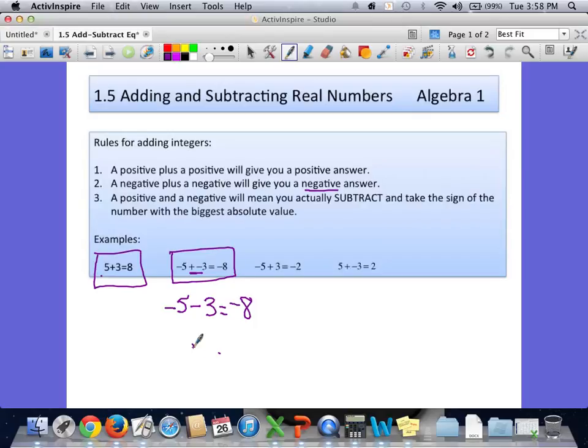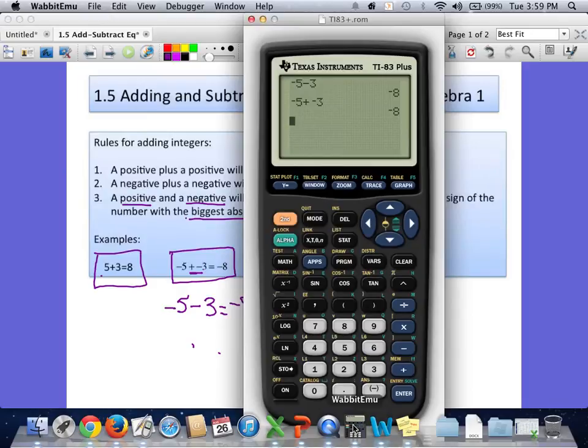And then a positive and a negative will mean you actually subtract, and then you'll take the sign of whichever one had the biggest absolute value or the bigger number. So, for example, -5 and a +3. They're opposite signs, okay? So then we subtract. 5 minus 3 is 2. And the biggest number is 5, so we take its sign, which will make that a -2. Again, if we use our calculator, -5 plus 3 gives you a -2.